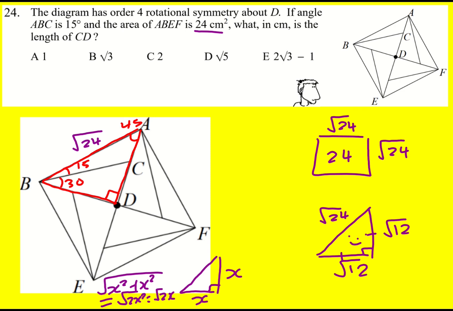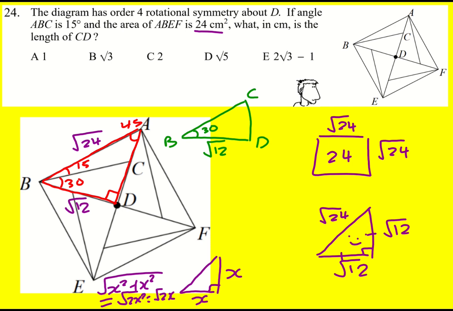So where does that leave us? It leaves us that this here is root 12. And remember, I want to find out what CD is. So actually, I'm basically there. If I just now draw the triangle BCD in isolation, then I've got 30 degrees. I've got the length here, root 12, and I want to work out CD.